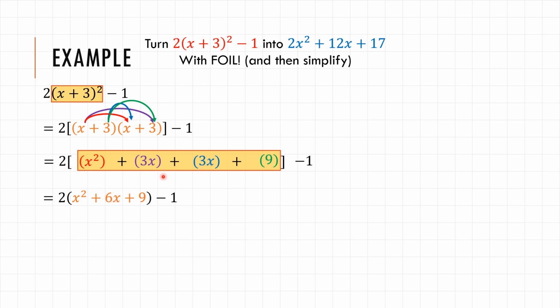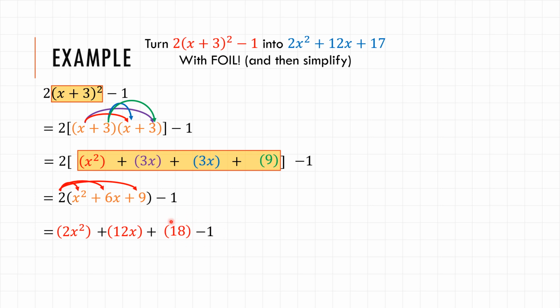And now what do I have to do? I've simplified this, so now I have to go to my next order in the order of operations after exponents, which is multiplying or dividing. So I'll multiply by 2. I do have multiplication here. So 2 times all of these three terms. 2 times x squared is 2x squared. 2 times 6x is 12x. And 2 times 9 is 18. And of course, I can't forget about this minus 1 at the end.